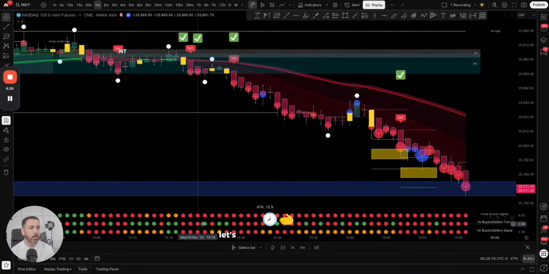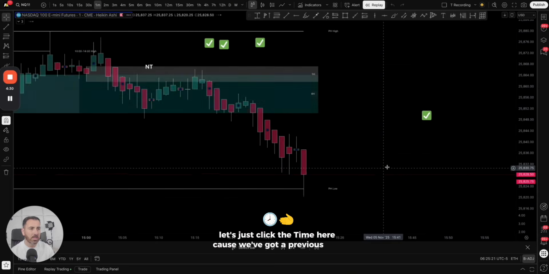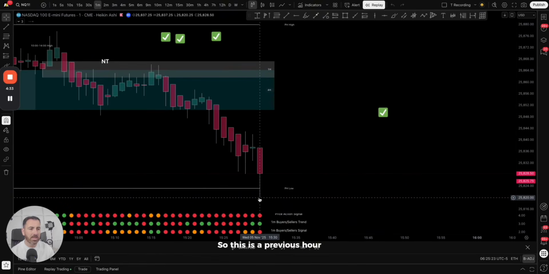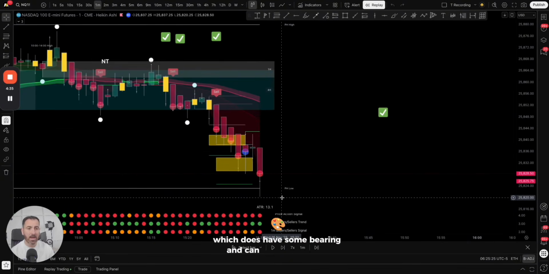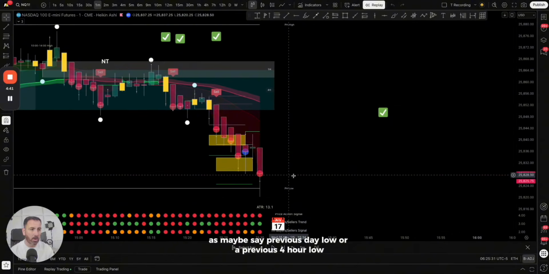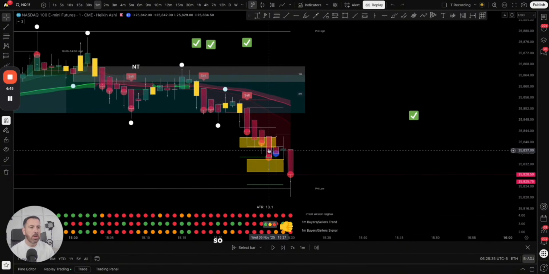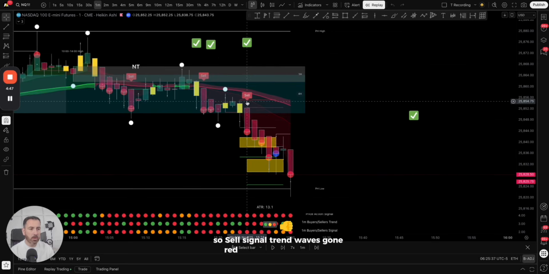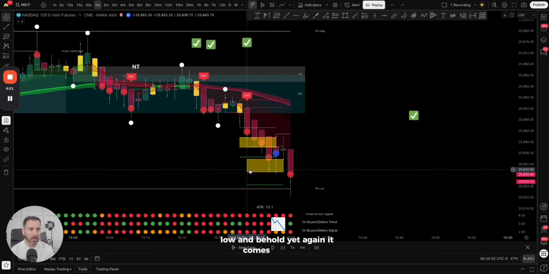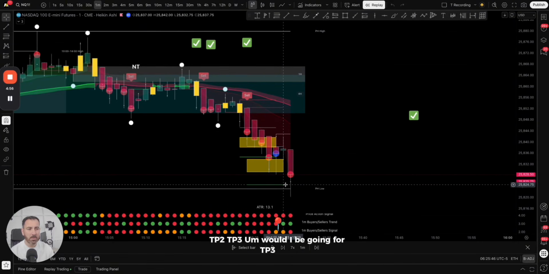Okay, second trade. Let's click the time here because we've got a previous low. This is a previous hour low, which does have some bearing and can have some draw, but not as much of a risk as maybe a previous day low, a previous 4-hour low, or a New York low. So sell signal, trend wave's gone red, 3 traffic lights, and yes, lo and behold, yet again it comes down, TP1, TP2, TP3. Would I be going for TP3 here?